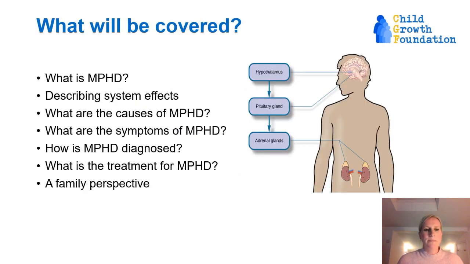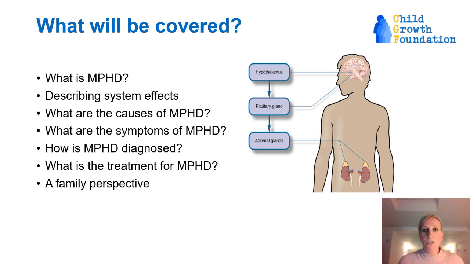So what will be covered? We'll be explaining what multiple pituitary hormone deficiency means, what can cause it to happen, and what are some of the symptoms that may indicate a hormone deficiency. We'll be looking at some of the tests that might be carried out to diagnose MPHD, and then how it is treated and who will be supporting families and patients to manage their condition. Then finally, a parent and/or patient will be speaking on what life is like for them with MPHD.